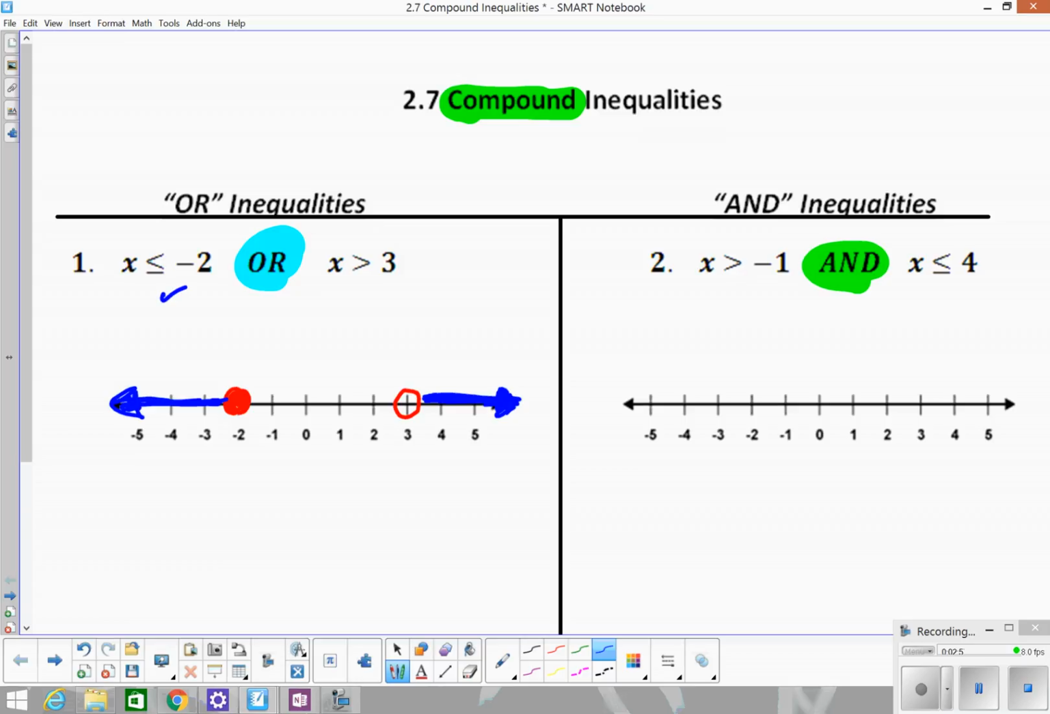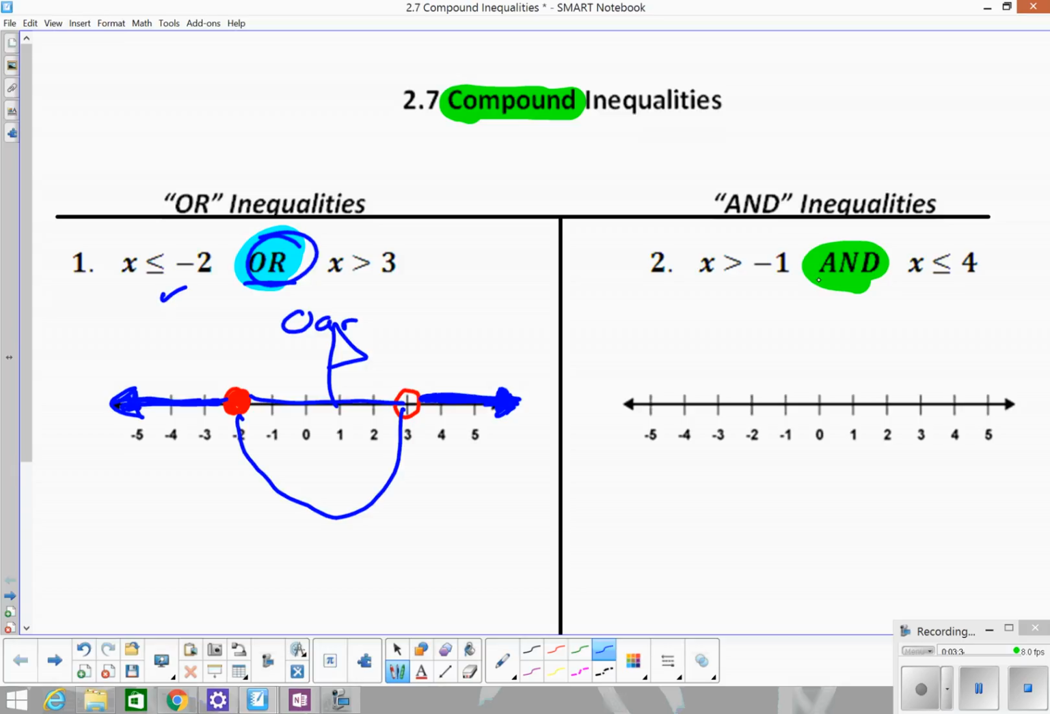All right, cool. Now, when we have or inequalities, they're almost always going to shade in opposite directions. So when I think about or inequalities, I want to think about a boat oar. If I had a boat here, I have my oars going outside. They're going to make the boat move. So if you want to remember that or inequalities are always going in opposite directions, think of something like that. Okay, cool.